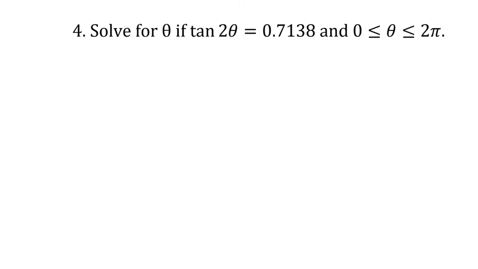Solve for theta if tan 2 theta equals 0.7138. So another not exact value, non-special triangle. This one's double angle. So there's an extra step at the end of these questions and a couple little common mistakes that you could make. Same first step, find our related angle. And in this case, it's called 2 theta all related. It's not 2 times theta related. It's 2 theta all related.